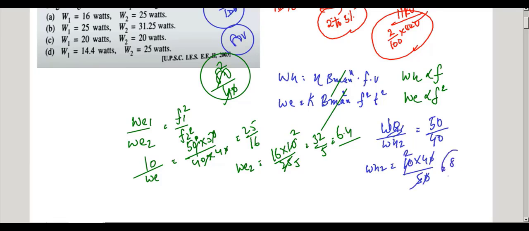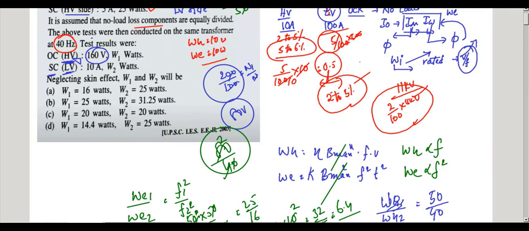This is 8 watts. So total iron loss is equal to 6.4 plus 8, that is 14.4 watts. What is iron loss? W1 is 14.4 watts. I can directly go for this.